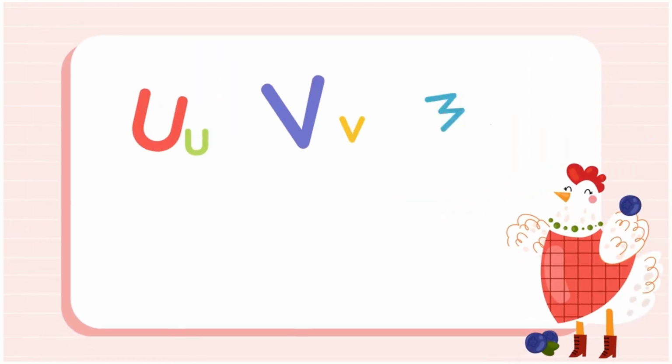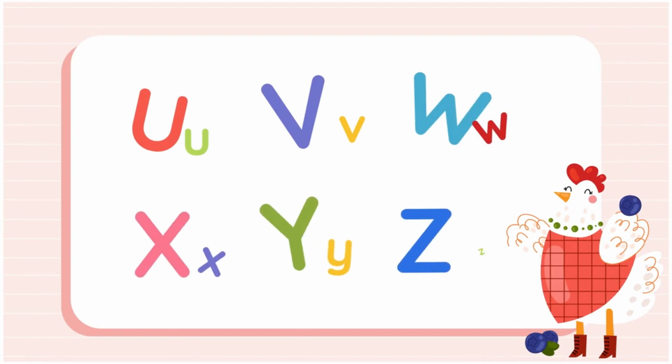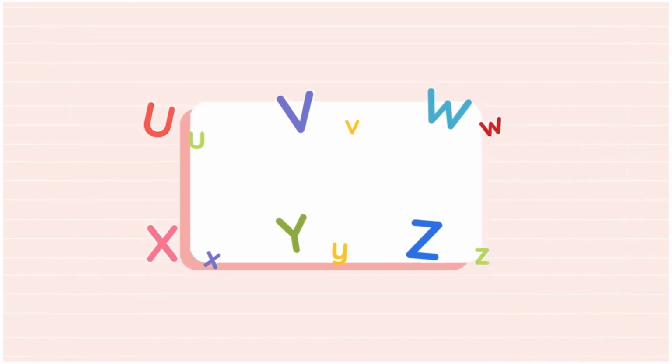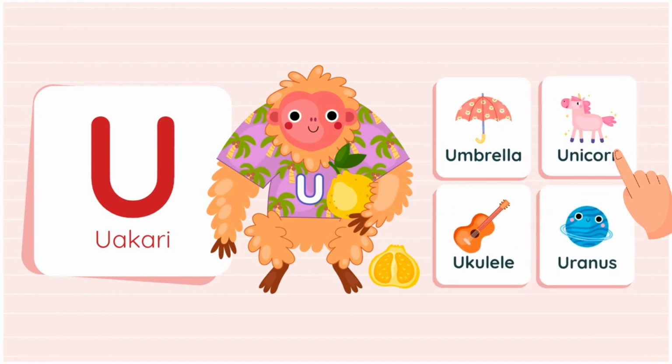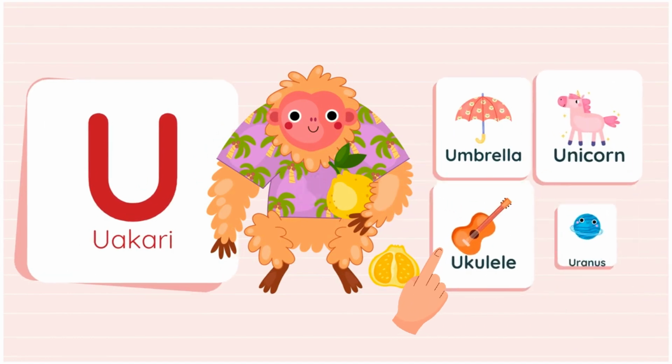U, V, W, X, Y, Z. U is for wakari, umbrella, unicorn, Uranus, ukulele.